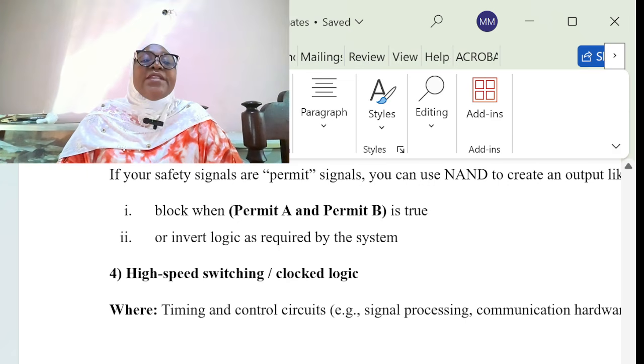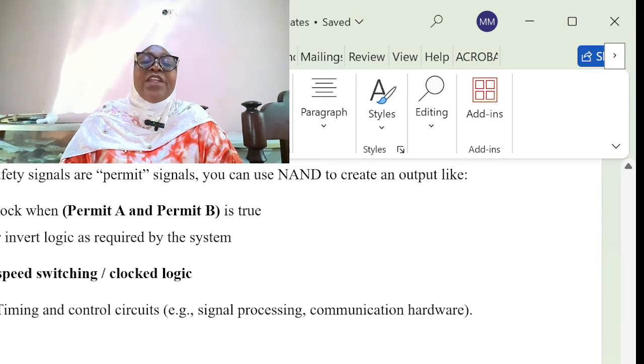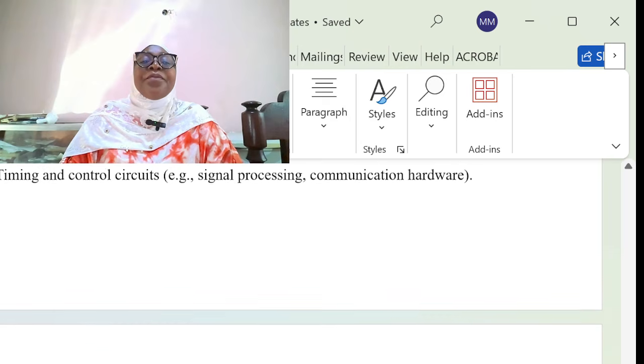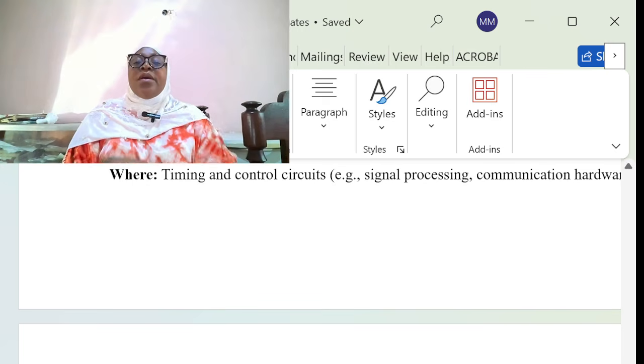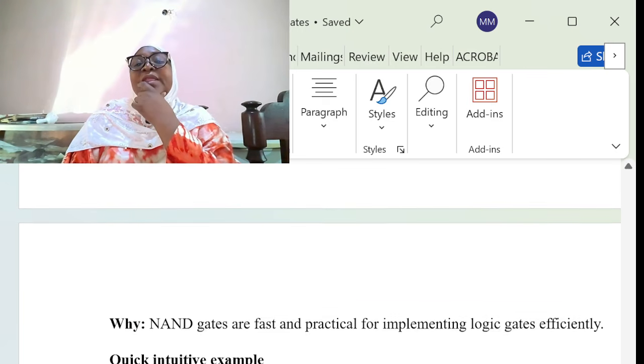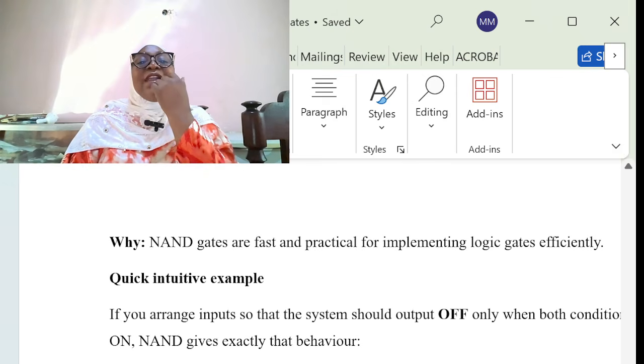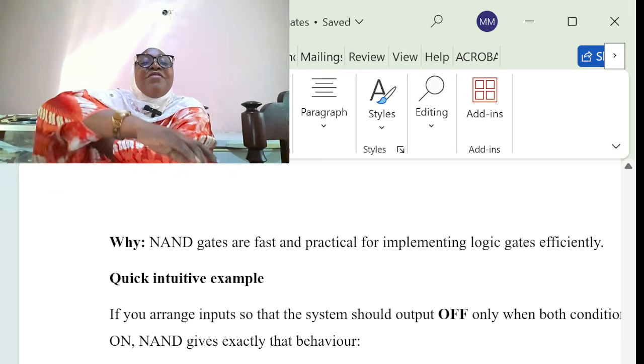Also, it is used in high-speed switching or clocked logic, in timing and control circuits, for example in signal processing and communication hardware. Why is the NAND gate used? NAND gates are fast and practical for implementing logic gates effectively.